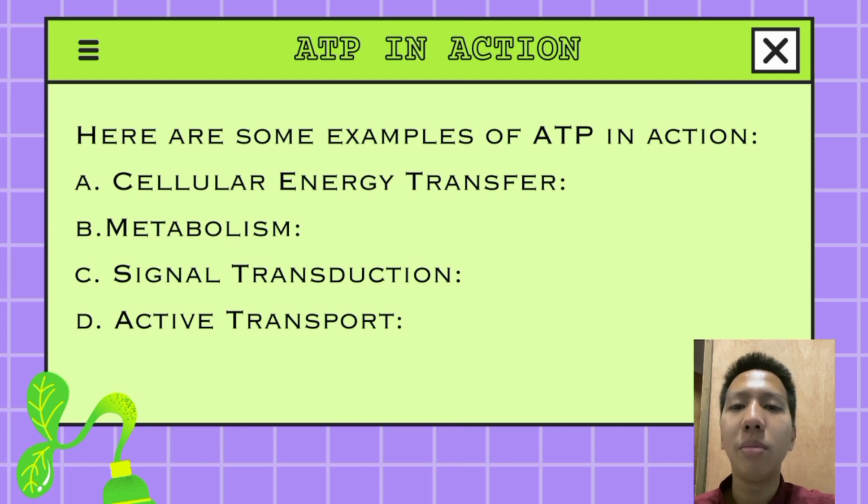B. Metabolism. ATP plays a central role in metabolism, the set of chemical reactions that occur within cells to maintain life. ATP provides the necessary energy for anabolic reactions, building complex molecules, and drives catabolic reactions, breaking down molecules to release energy.